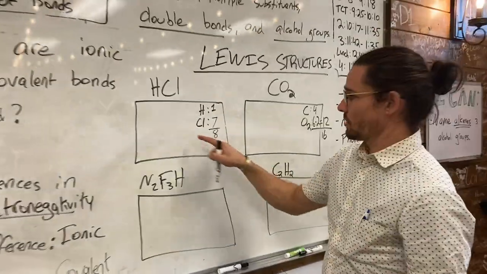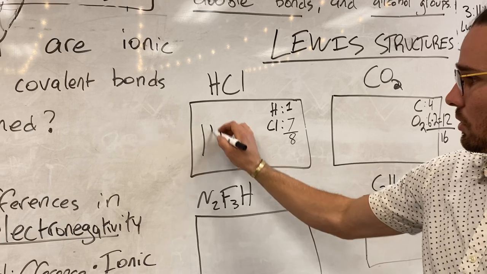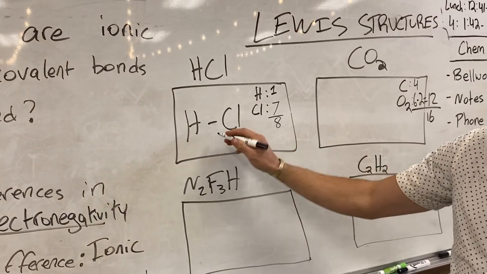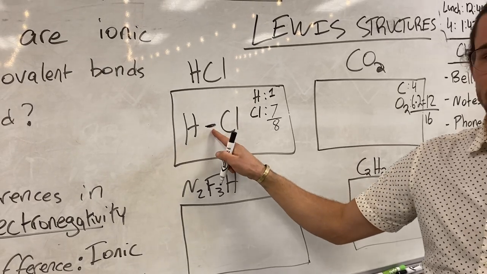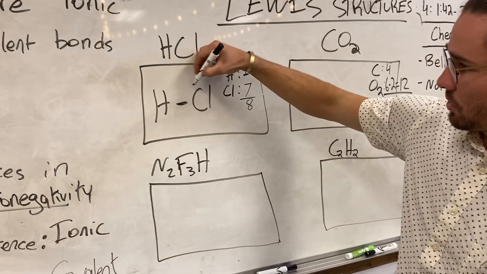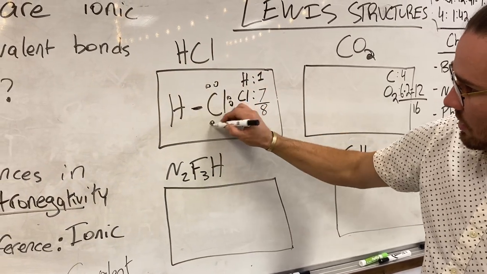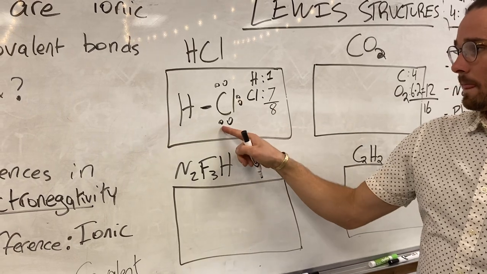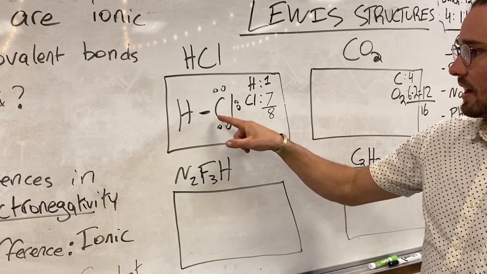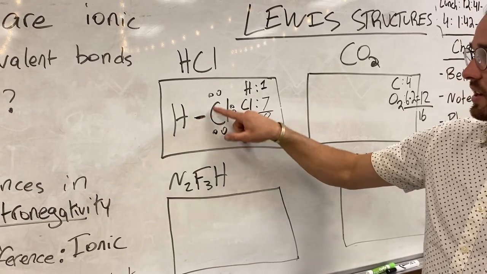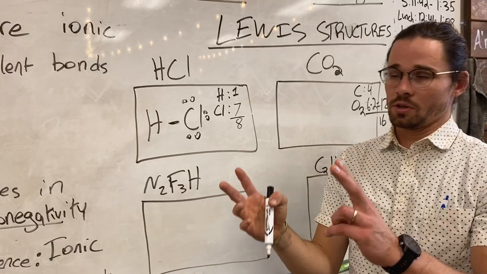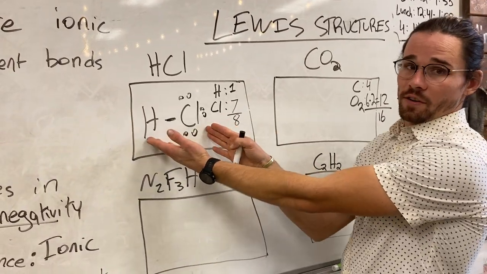Now, to draw this Lewis structure, you write both of the elements. You've got hydrogen and chlorine, and you give them a single bond. Each one of these single bonds counts for 2 electrons. I need to find 8, so I start with 2, 4, 6, 8. Every element wants to have a total of 8 electrons. So I count 2, 4, 6, 8. Chlorine has 8, and then hydrogen has 2. Hydrogen is the only element that's happy with 2. So this is the Lewis structure for hydrochloric acid.